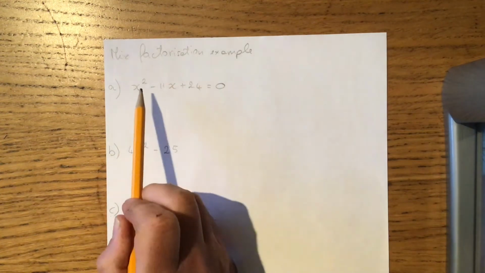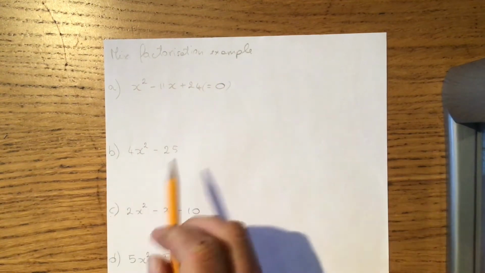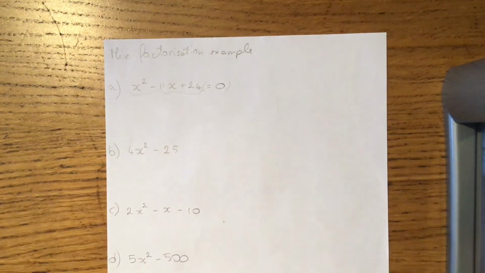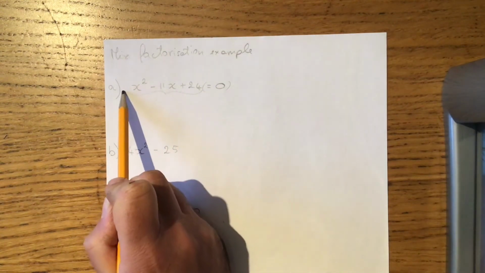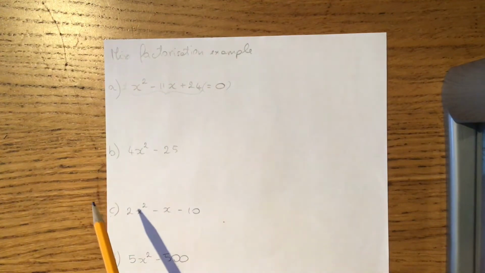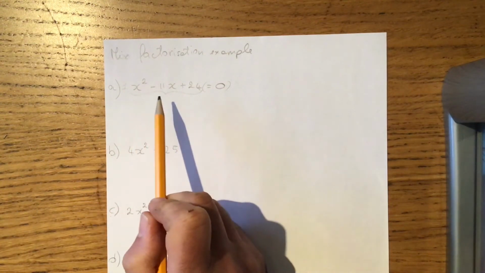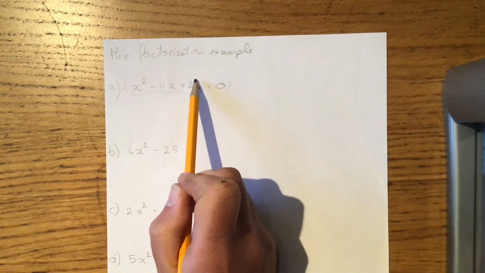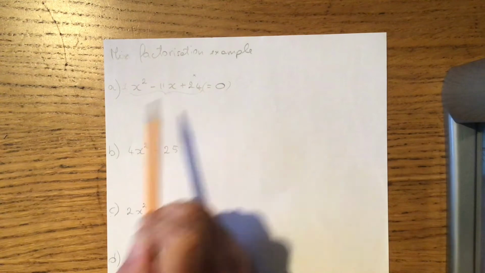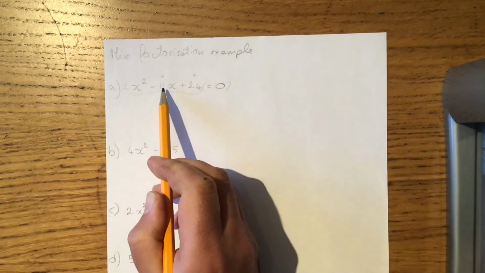First example, we have x squared minus 11x plus 24 equals 0. I will come back to the equals 0 in a minute. So at the moment I'm just going to look at this and factorize. The coefficient of x squared is 1, the number in front of x squared is 1. So what I'm going to ask myself is, what two numbers multiplied together will give 24, and the same two numbers added together will give you 11.